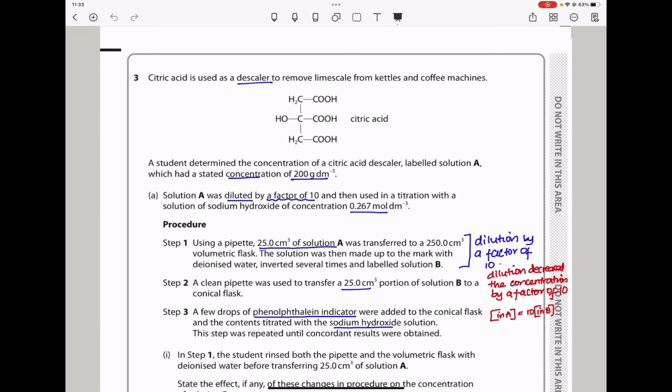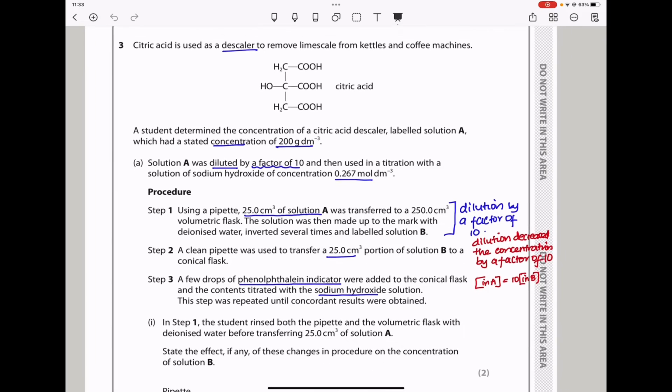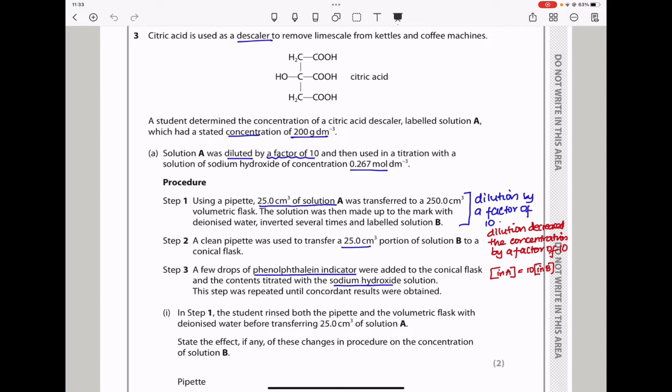Question 3. Citric acid is used as a descaler to remove lime scale from kettles and coffee machines. So this is the structure of citric acid. They say a student determined the concentration of a citric acid descaler, labeled solution A, which had a stated concentration of 200 grams per decimeter cubed. Solution A was diluted by a factor of 10, this is very important, and then used to titrate with a solution of sodium hydroxide of concentration 0.26 mole per decimeter cubed.